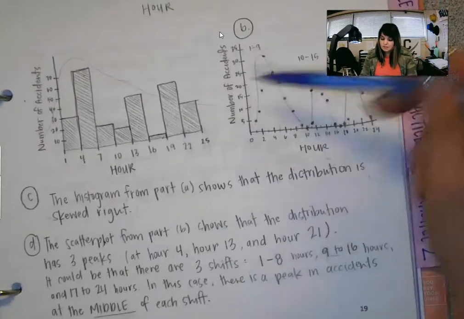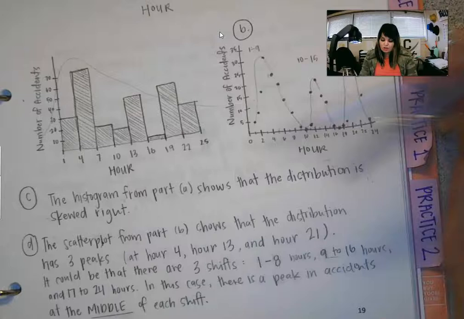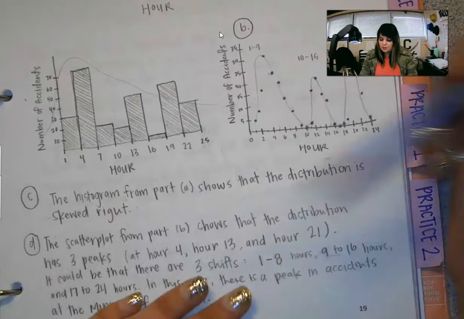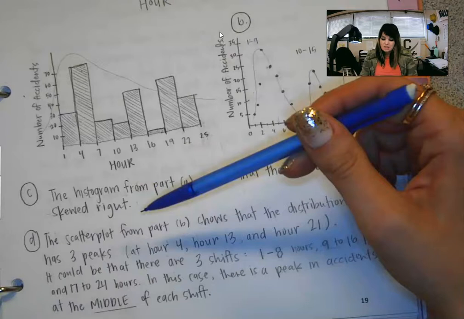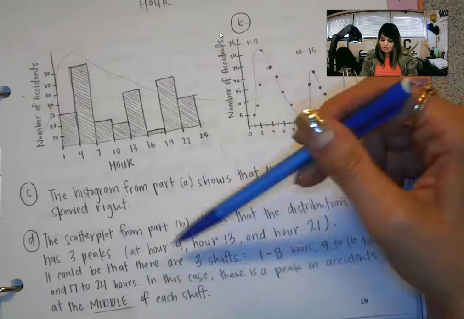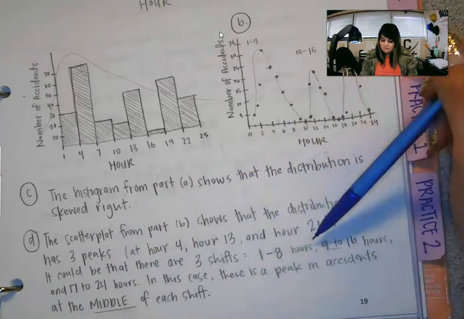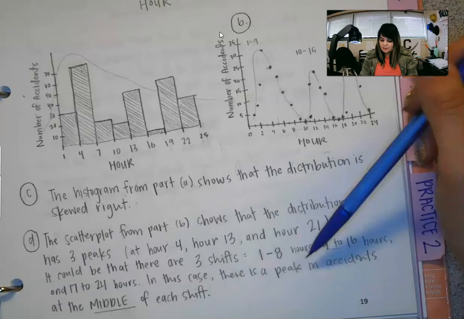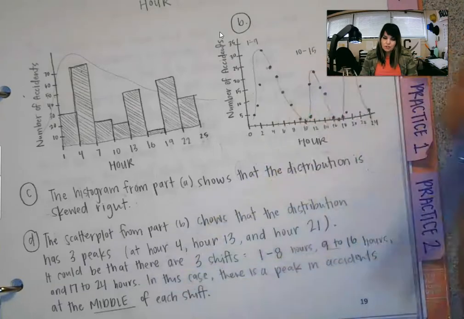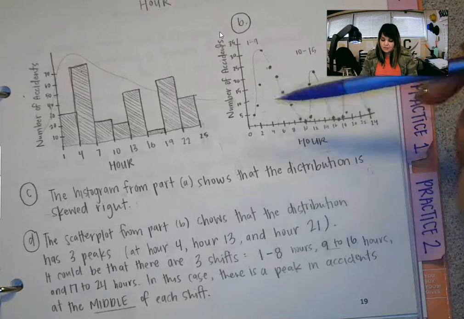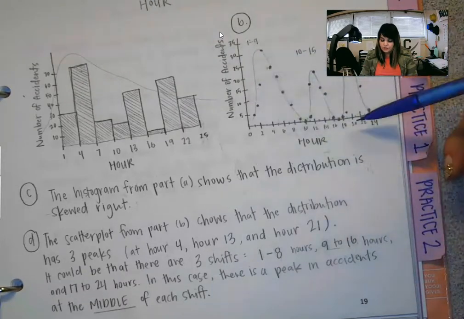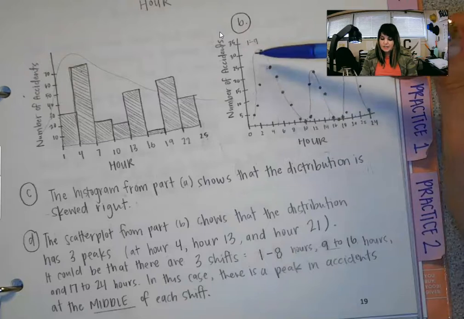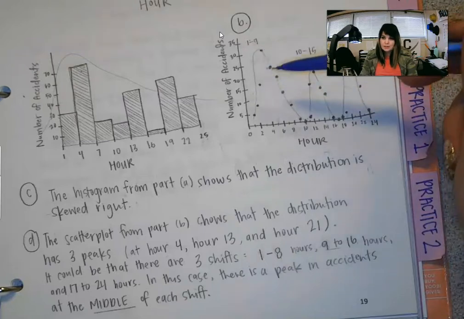D, what does this plot tell us that the histogram doesn't? Well, the scatter plot shows that the distribution has 3 peaks, and it could be that there are 3 shifts. If that's the case, there is a peak of accidents at the middle of each shift. So that's how I described my answer for B. This could mean that there are 3 different shifts throughout the day, and the most accidents happen in the middle of a shift.